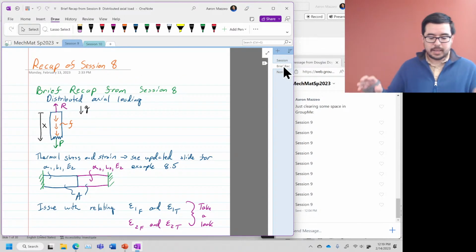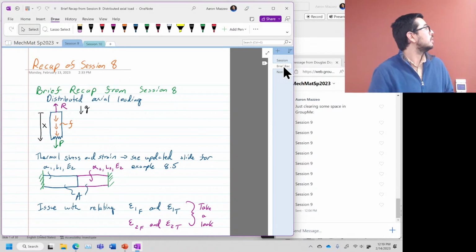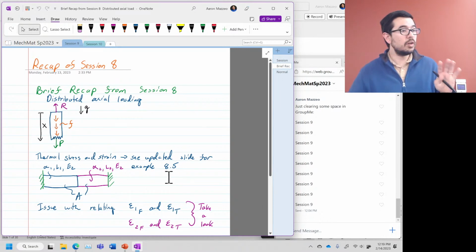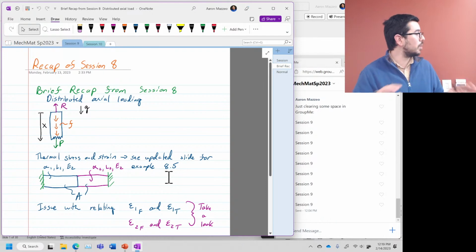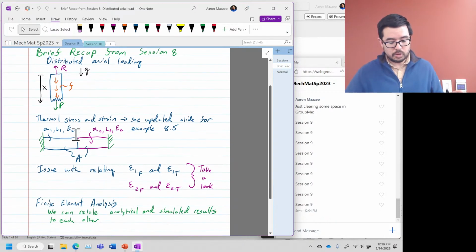So, as a kind of brief recap from our last session, we discussed distributed axial loading, for example, with gravity acting downward on it. Again, don't copy this. This is just informational, and it's all there, okay? Because this is review. We discussed thermal stress. And please take a look. I updated example 8.5, all right?